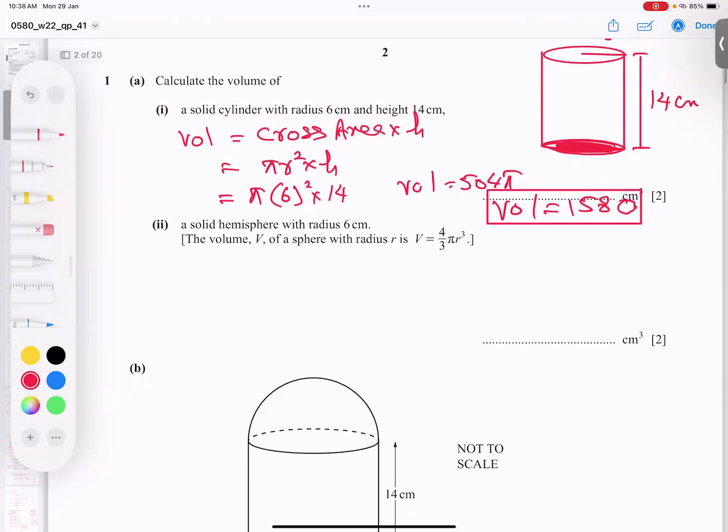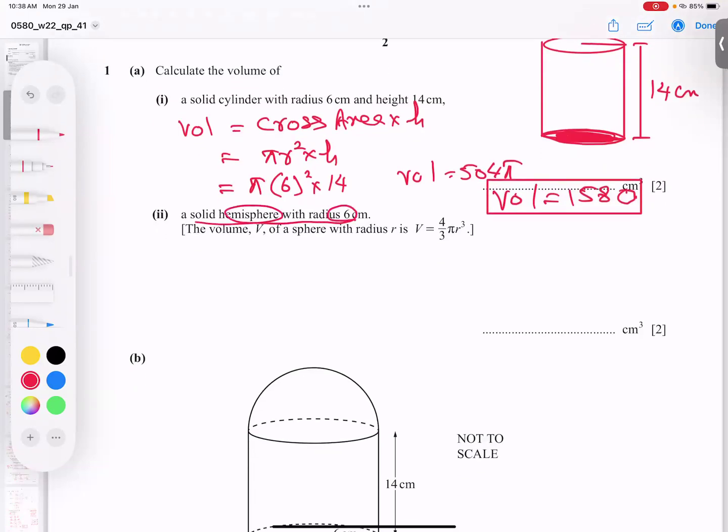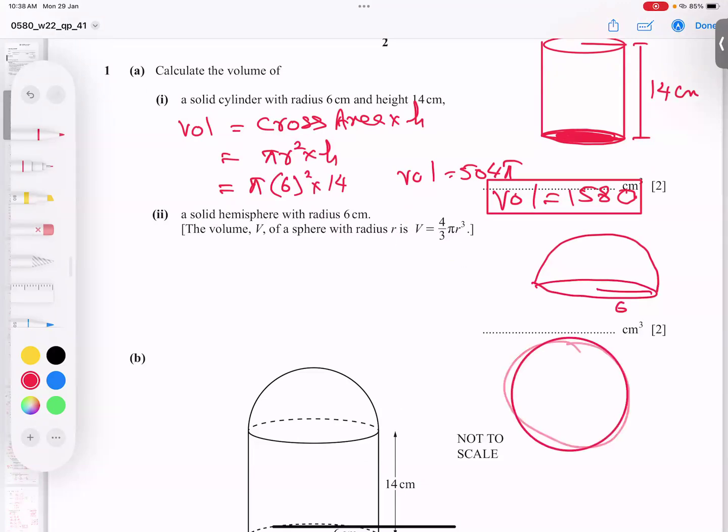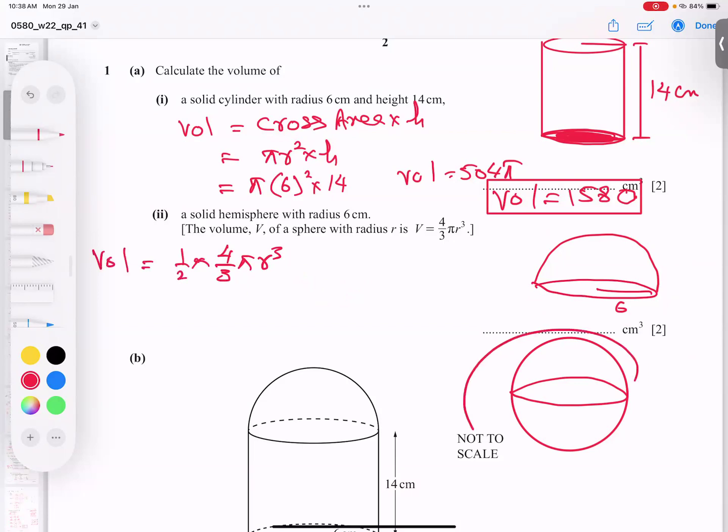Part number 2, a solid hemisphere with radius 6. So you can see this kind of solid hemisphere, okay? What is the basic formula of the full sphere? The full sphere formula is 4 by 3 pi r cube. But when I talk about a hemisphere, I'll take this formula and make it half. Why make it half? It's very clear, because it's not a full sphere, it's half.